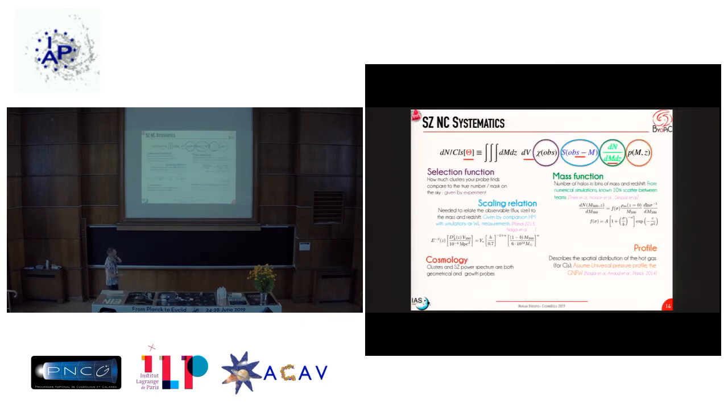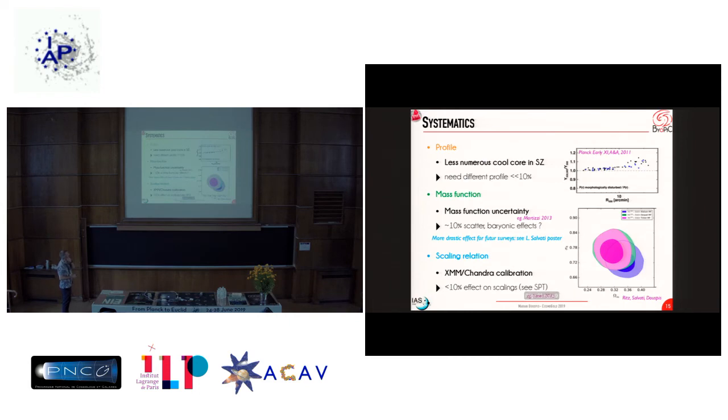So I will not discuss systematics of other experiments, obviously, but I will come back to the ones for SZ, because we were puzzled, as everybody, by this fact already in 2013. As has been shown, if you want to compute the number counts or the Cls, you need some ingredients: selection function, mass function, scaling relation, and profile if you need the Y map. And all of these ingredients obviously have some systematics, biases, and errors. So we looked at a few of them.